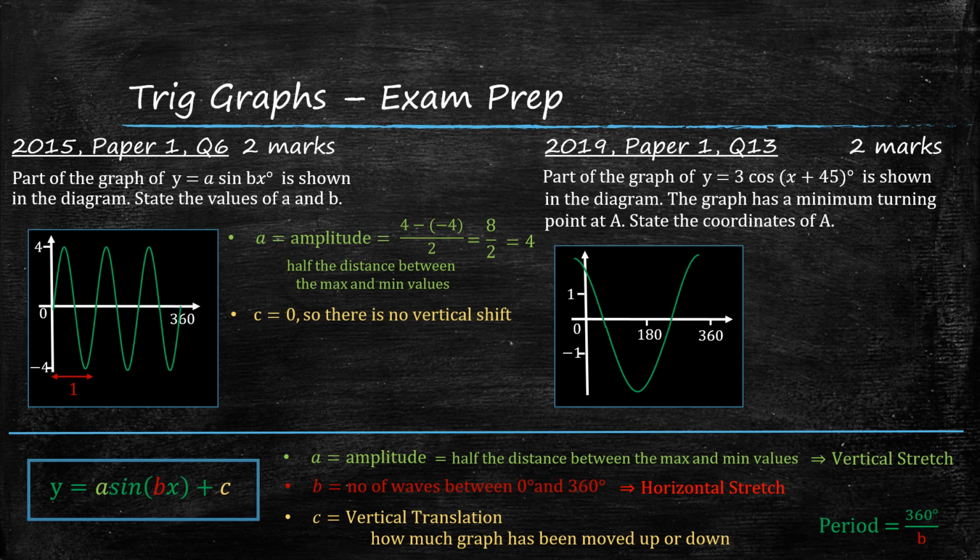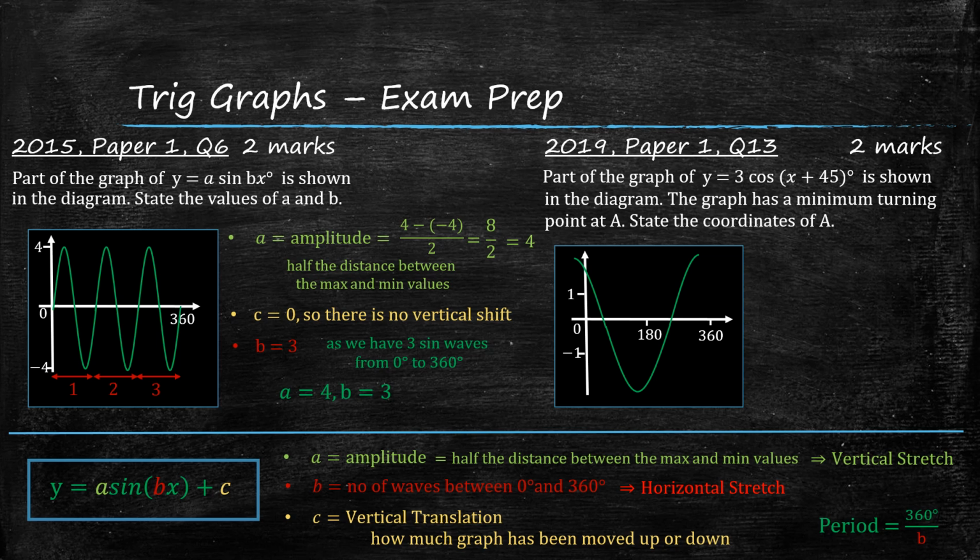So let's count the waves. Here we have 1 wave, 2 waves, and 3 waves. So we have 3 sine waves from 0 degrees to 360 degrees. So b is equal to 3. So our answer to this question is a equals 4 and b equals 3.